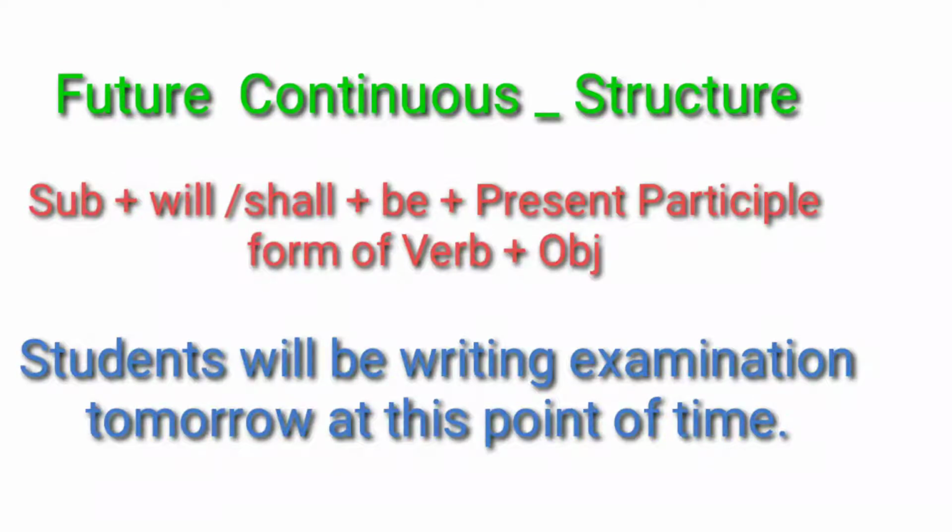And one more thing I forgot to tell you. After will or shall we use be. So be is also one of the be forms. Am, is, are, be, been, all these are be forms only. And then the present participle form: the ing form of the verb is called the present participle form of the verb. So have this in mind whenever you use future continuous tense. That is the structure.